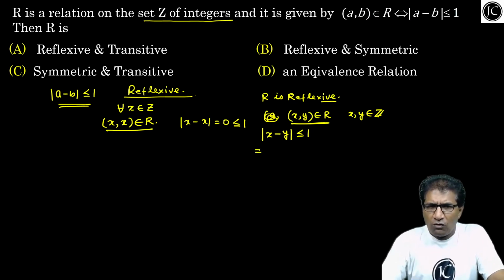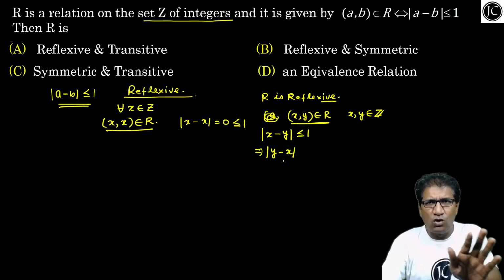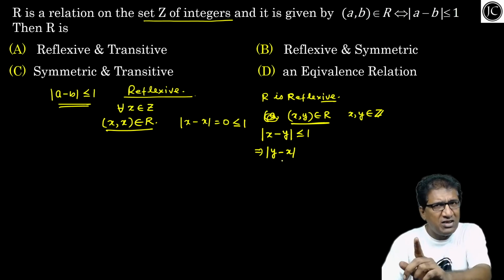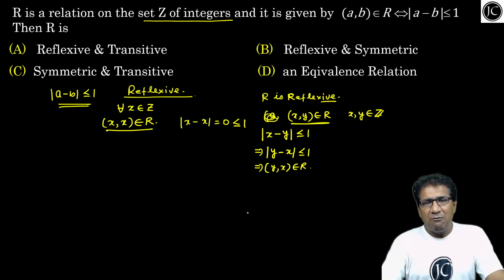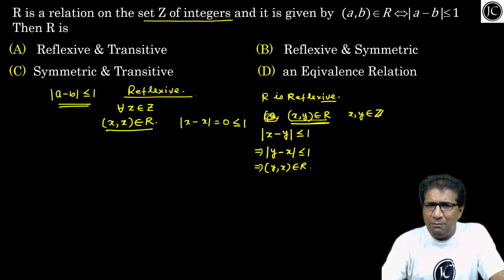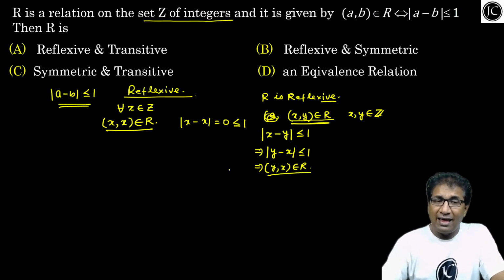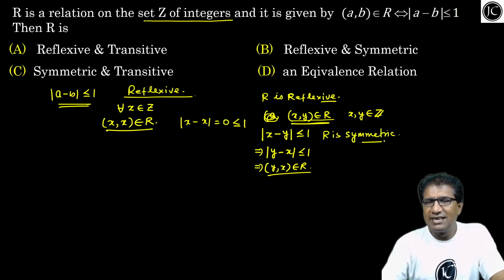Now, from here we can write y minus x. Since there is a modulus sign, taking the minus sign common will not affect the inequality. It is again less than or equal to 1. It implies (y, x) belongs to R. It means what? If (x, y) belongs to R, that implies (y, x) also belongs to R. Hence we will say that R is symmetric. Is it clear or not? R is symmetric. Now we have to check.